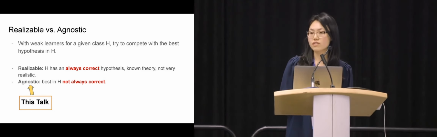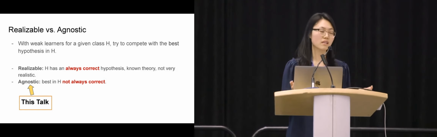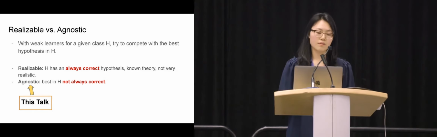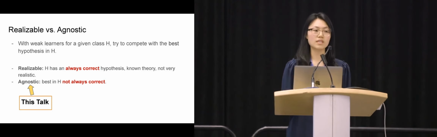But this, in general, is not very realistic, because if our data comes from the natural world, it's unclear, given a function class, if there is a perfect hypothesis that would be correct on all the data. And the other setting is the agnostic setting, where we don't assume that there is a perfect hypothesis, and we just compete with the best hypothesis in the hypothesis class H.